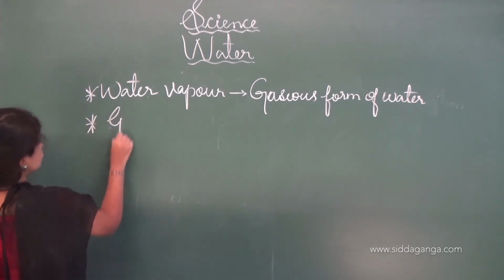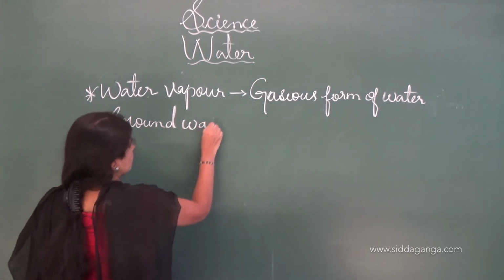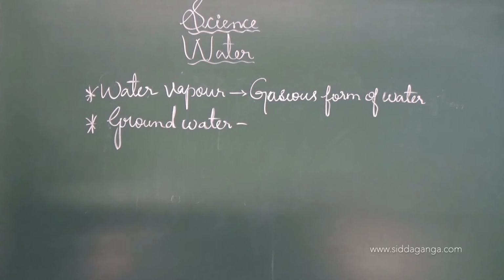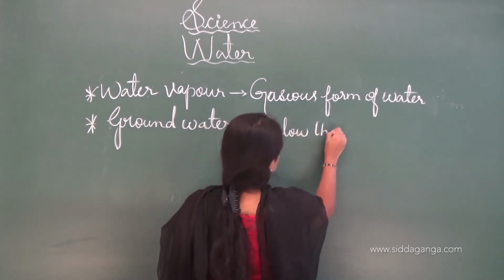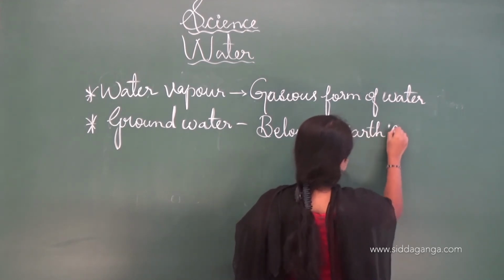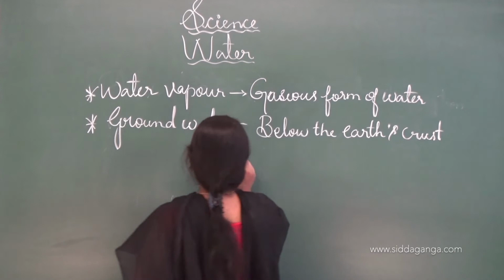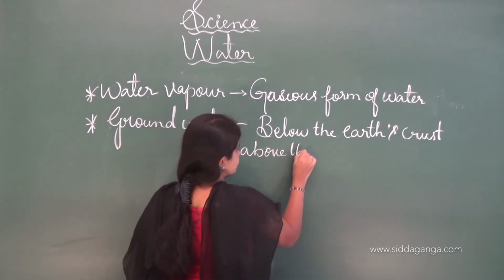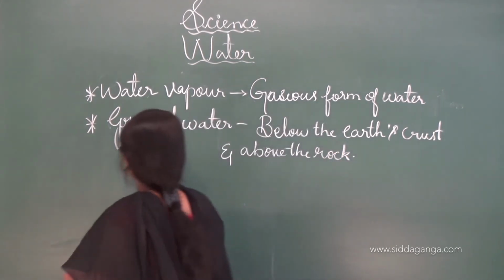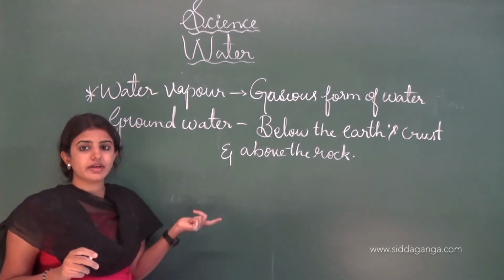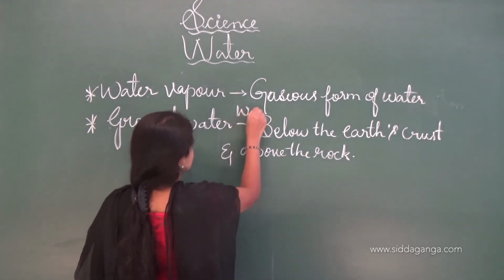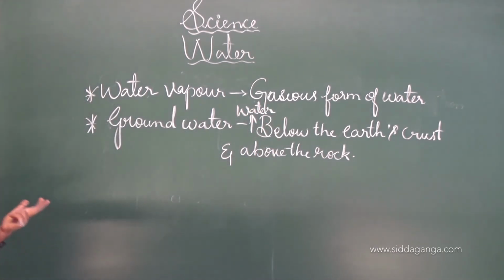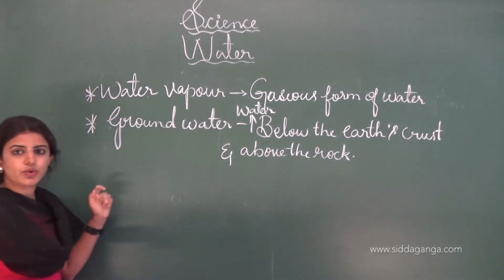Next one is groundwater. See, what is the meaning of groundwater? The water which is present below the earth crust and above the rock is called groundwater. See, it is the water which is present below the earth crust and above the rock; that is called groundwater.